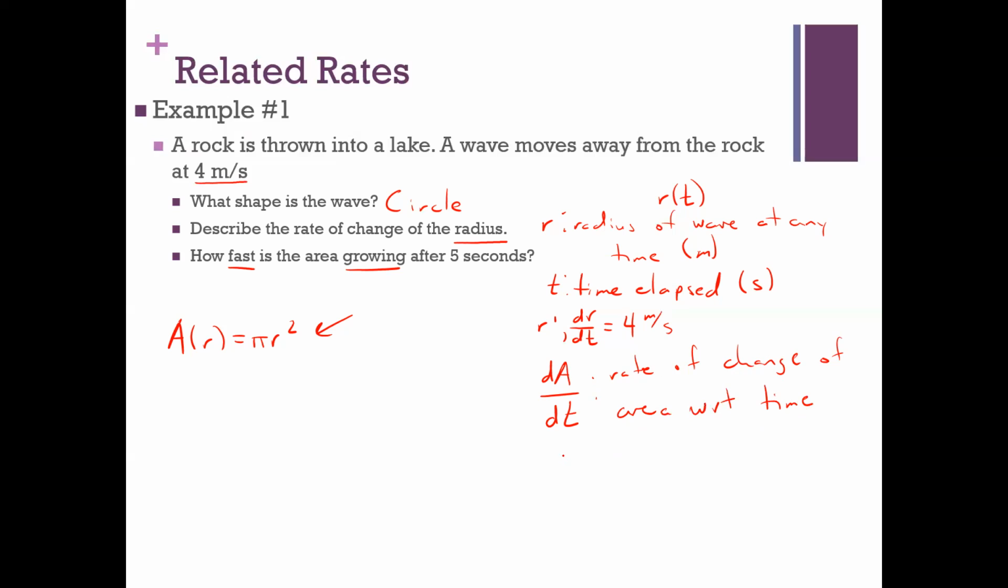Another variable we should talk about is just A. What does A stand for? Area of the wave after t seconds. And how should we measure that thing? Not meters per second. The area is going to be meters squared. If we're talking about the rate of change of that area, then that'll be square meters per second.